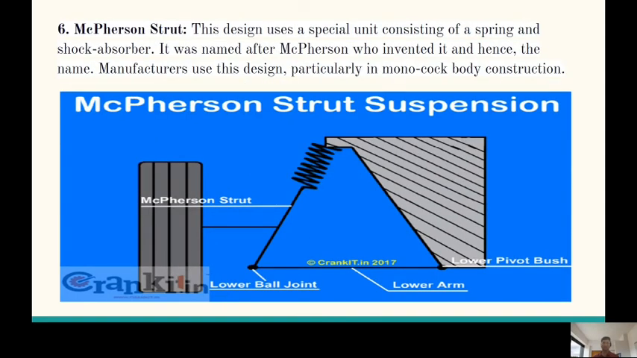Then there is the McPherson strut. This design uses a special unit consisting of a spring and shock absorber. It was named after McPherson, who invented it, and hence the name. Manufacturers use this design particularly in monocoque body constructions. In the picture below you can see that.